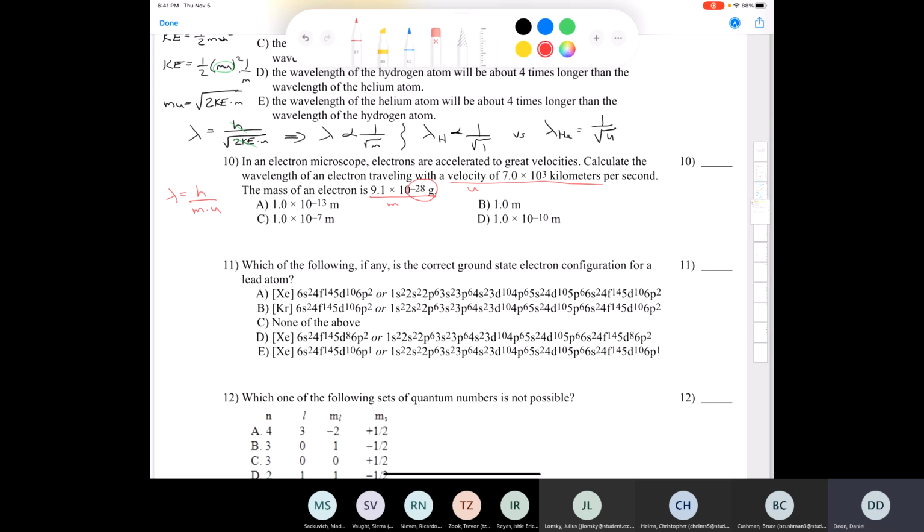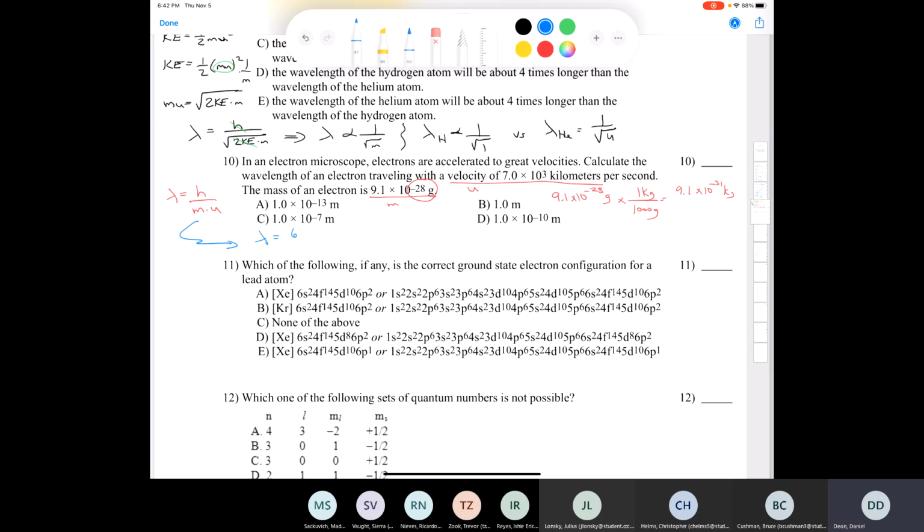If I want to convert that mass into kilograms, we don't have a lot of space, but I know that it's 9.1 times 10 to the negative 28 grams. And I know that in 1 kilogram, I have 1,000 grams. And therefore, the mass in kilograms is going to be 9.1 times 10 to the minus 31 kilograms. So I've got that squared away. Well, with that in mind, let's plug some numbers into this equation.